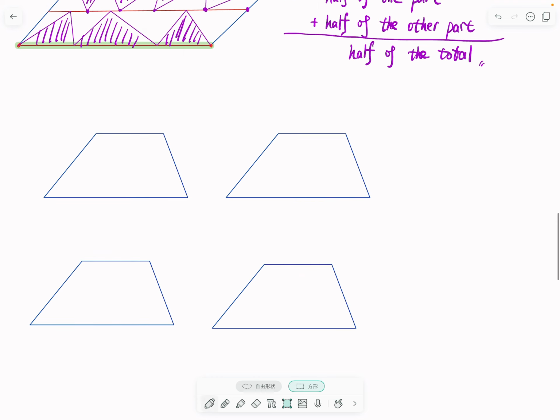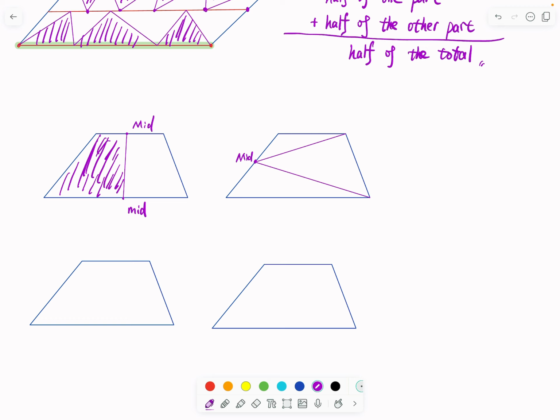Okay, so the rule is, if I choose this as the midpoint, this is also the midpoint. If I connect the midpoints, the left part's area is half of this trapezium. If this is the midpoint on this side, and I connect here and here, this shaded area is also half of the trapezium. Also, similarly, if this is the midpoint, this is also the midpoint. If I connect here, actually it's random, I connect this part. It's also a kind of half model.